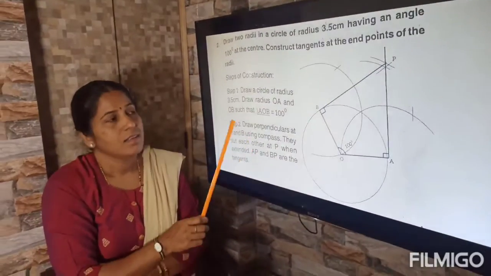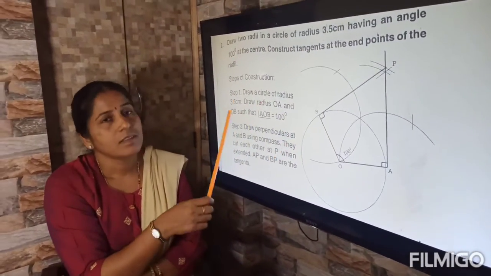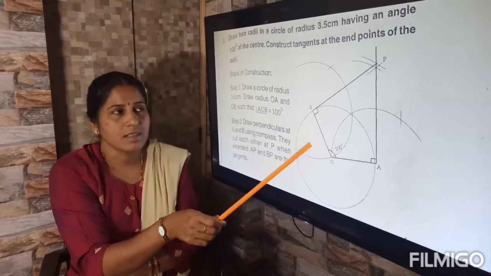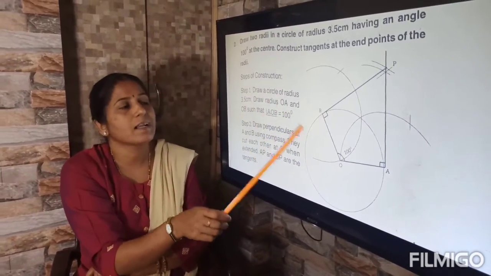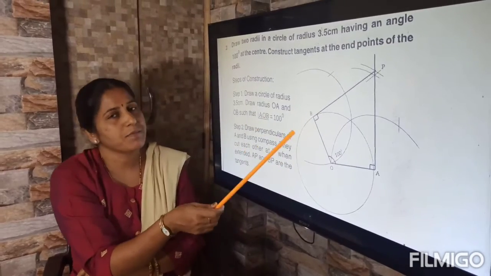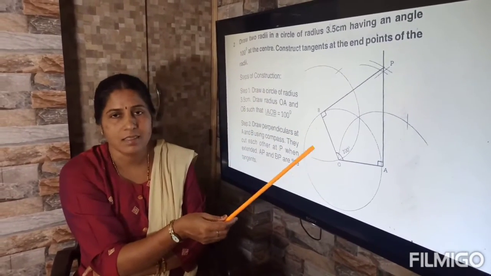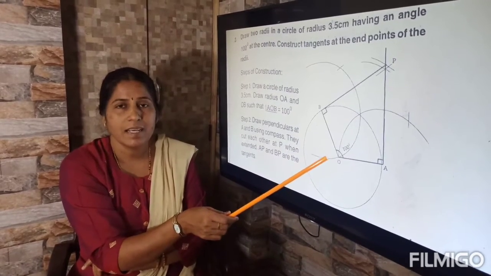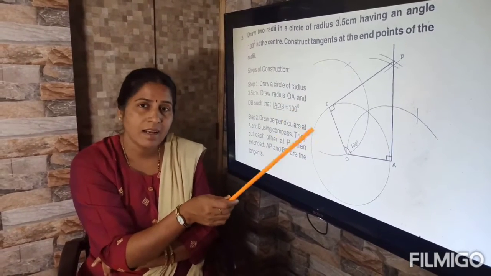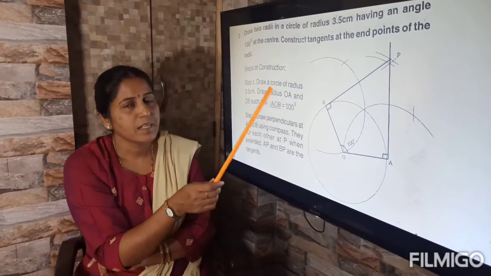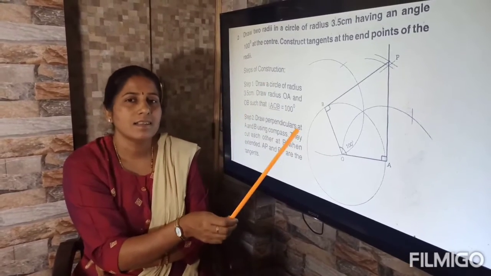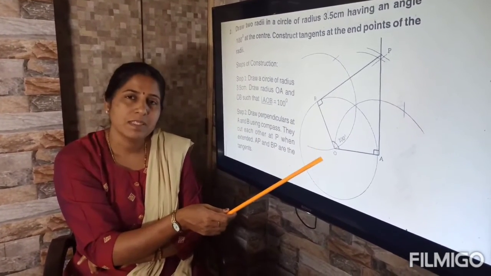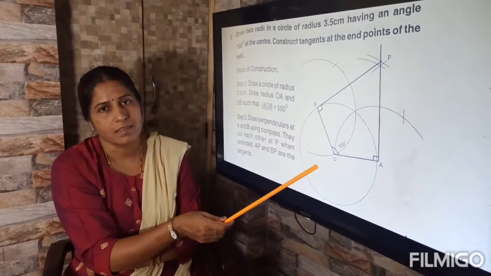Okay, two types of circles they'll give. Here circles are same. Sometimes they'll give the angle between the radii, sometimes they'll give the angle between the tangents. How do you find the angle between the radii? If they give the angle between the tangents, you have to subtract the given angle from 180 degrees. If they give the angle between the radii, you directly take it.